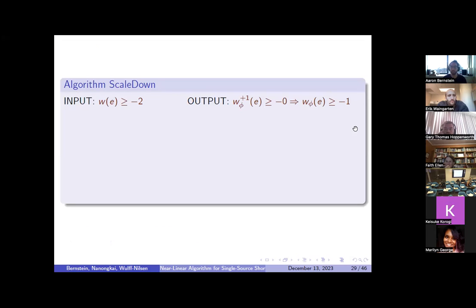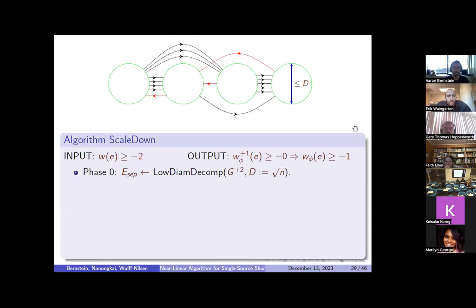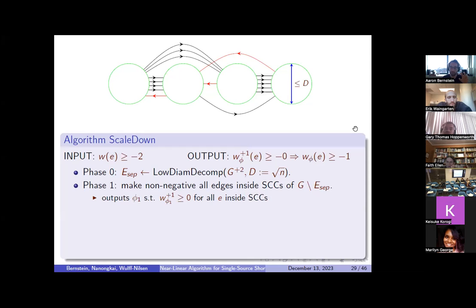Okay, remember, this is our goal, the scaling subroutine. The first thing we're going to do is go to G+2 and run low diameter decomposition with D equals something like root n. And now we have three kinds of edges: the edges inside the green components, the black DAG edges, and the small number of red edges that go backwards. As I said before, we're going to have three phases to fix each of these. First, we find a price function that fixes all the edges inside the green components, so that in G+1, all of those edges end up having non-negative weight.